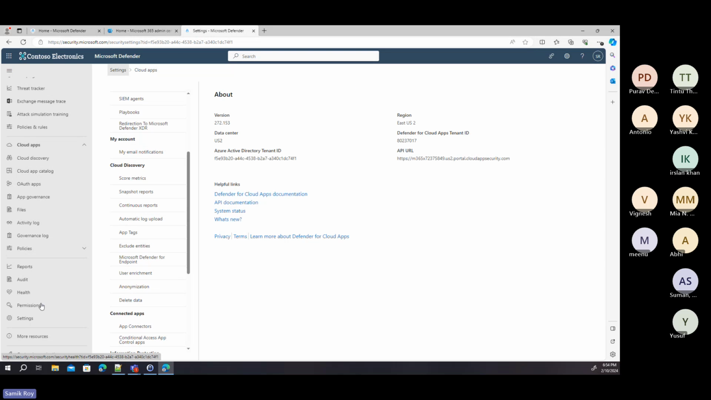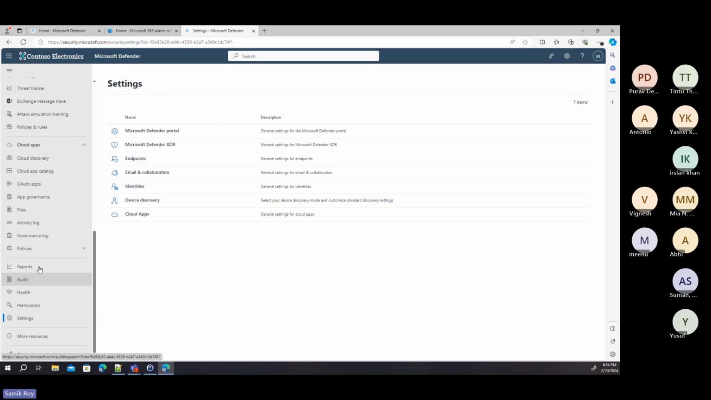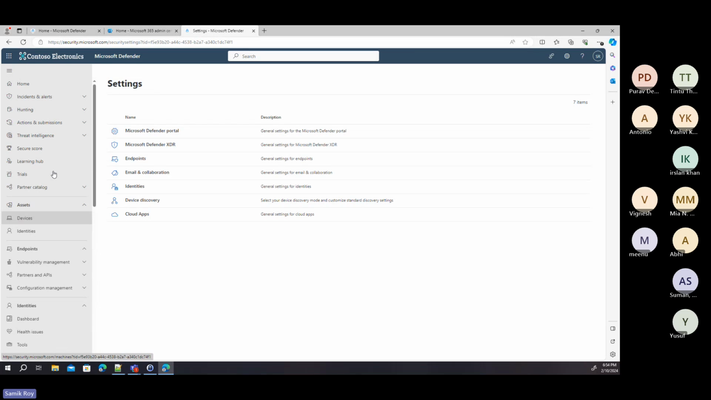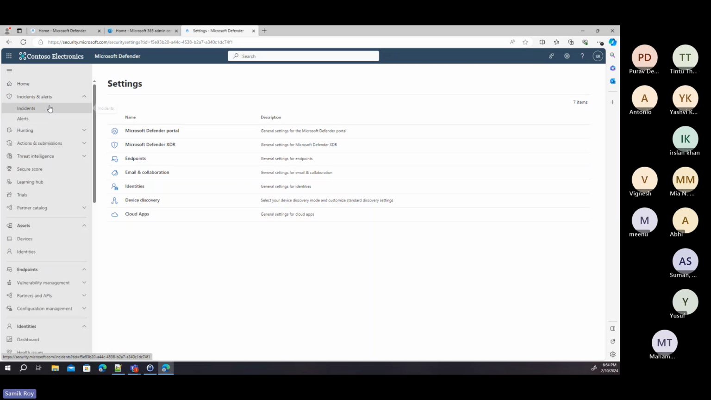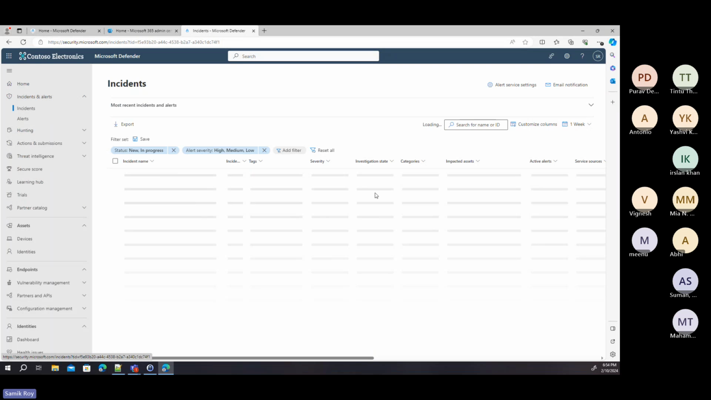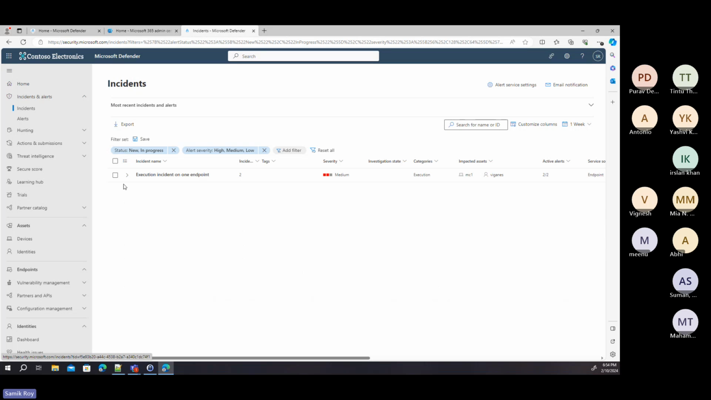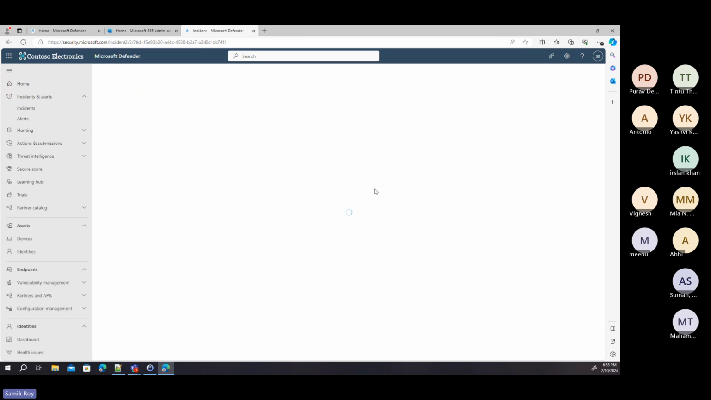Now, after settings, going back to the home page, which I mentioned is common for all the products. It starts with incident and alert. If we go to incidents, by default you can see the last 1 week of incidents. As you can see, there is one incident which is created from one of our machines onboarded here. We can look at the incident and start investigating it here itself.